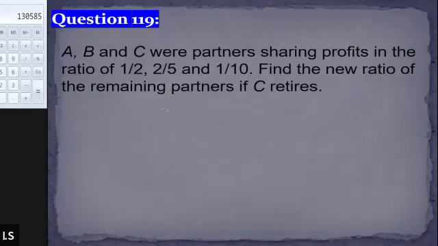So currently, see, the profit sharing ratio is 1/2, 2/5, and 1/10. We need to equalize the bases. We just need to multiply it by 2, and we need to multiply it by 5. After doing so, we will get 5:4:1. This is the existing profit sharing ratio.